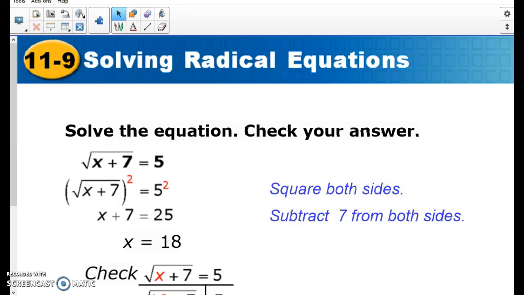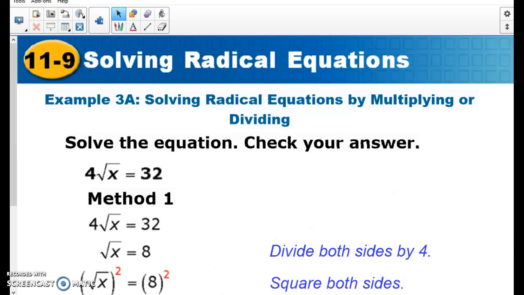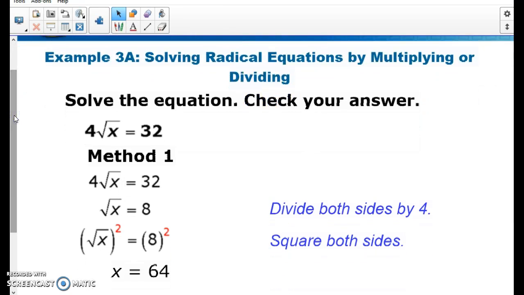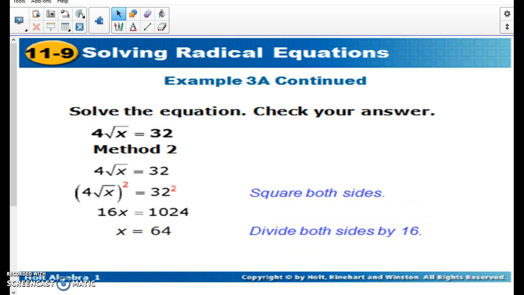Alright, let's look at some more complicated ones here. So one like this. It says 4 times radical x equals 32. Since it says times, I need to divide first. So then I'm left with square root of x equals 8. Square both sides to get rid of the square root sign on the left side. And then 8 squared is going to be 64.